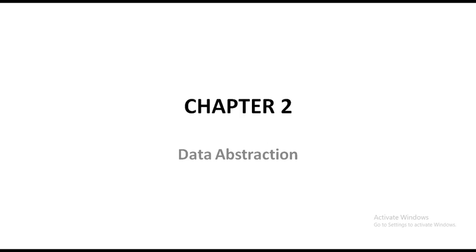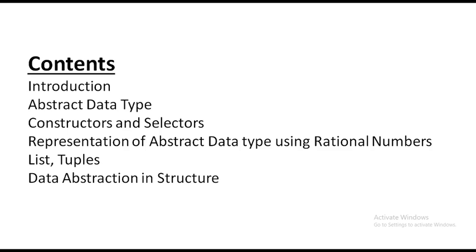So the contents from chapter 2, data abstraction: introduction about abstraction, data abstraction, and next one is what is the abstract data type, how the abstract data types can be implemented, and next one is constructor and selectors. The fourth one, representation of abstract data type using rational numbers, and next one is list and tuples.